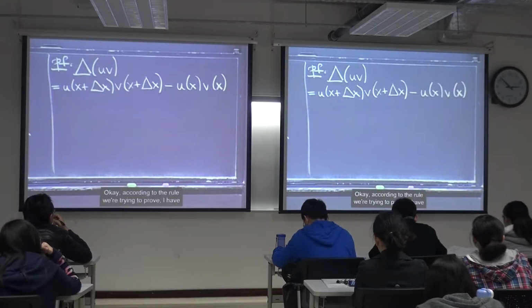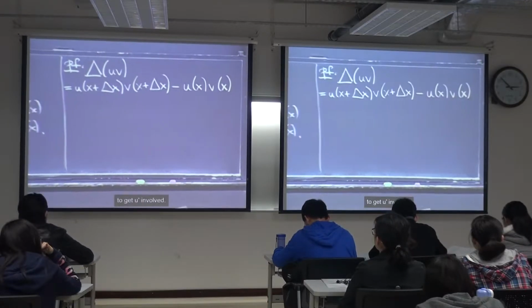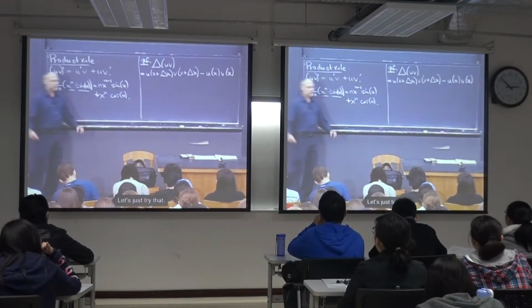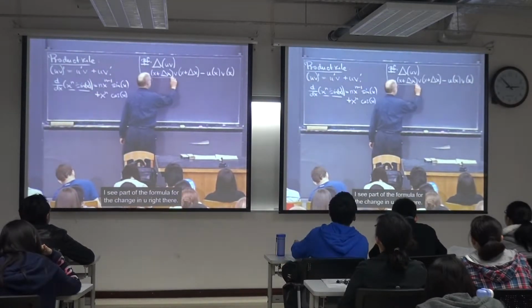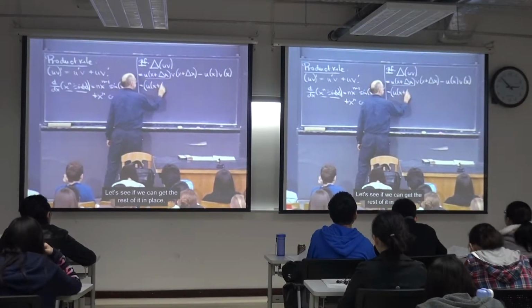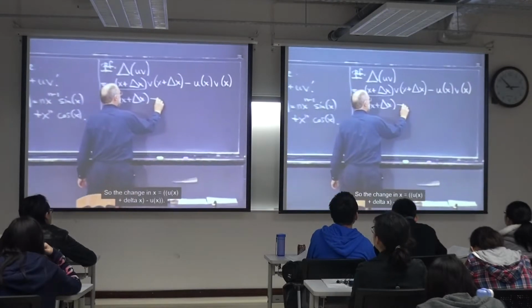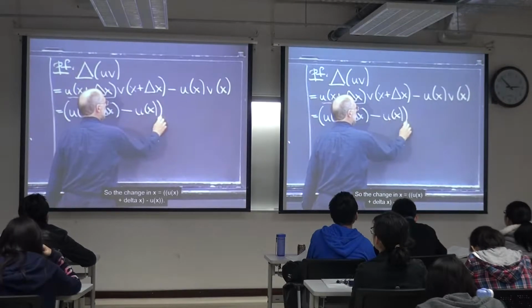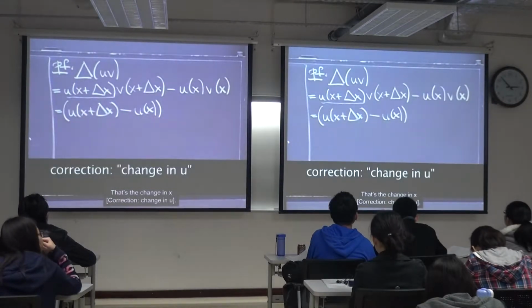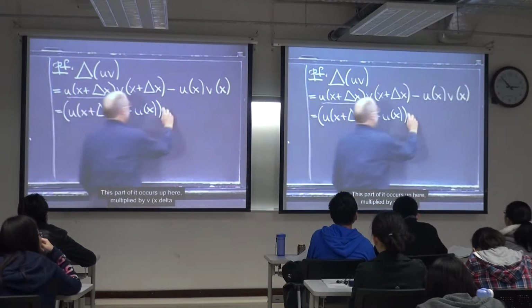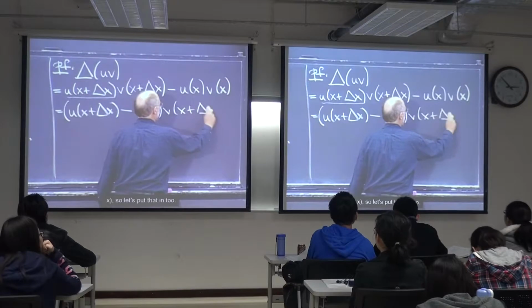Okay. Now, according to the rule we're trying to prove, I have to get u prime involved. So I want to involve the change in u alone by itself. Let's just try that. I see part of the formula for the change in u right there. Let's see if we can get the rest of it in place. So the change in u is u of x plus delta x minus u of x, right? That's the change in u. This part of it occurs up here multiplied by v of x plus delta x. So let's put that in too.